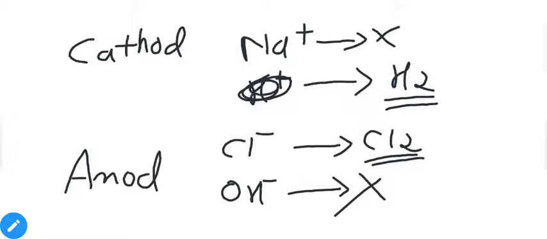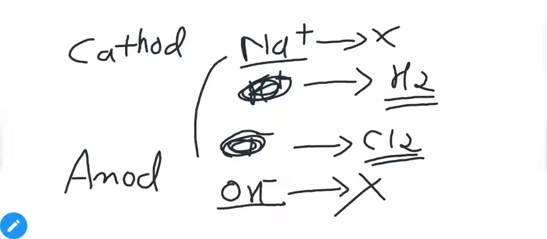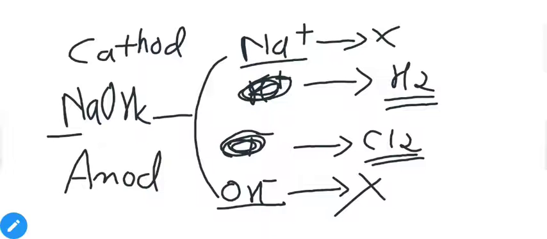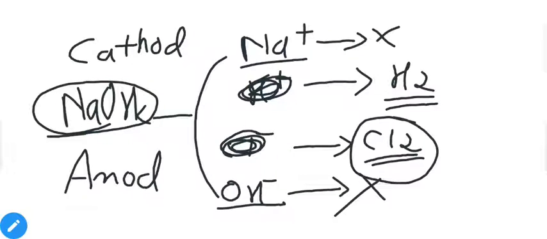So H plus will be consumed and Cl minus will be consumed from the solution. And inside the solution, Na plus and OH minus will remain. That means Na plus and OH minus together produce NaOH, that means sodium hydroxide. So in this reaction, our main products are sodium hydroxide and chlorine gas, and as a byproduct, hydrogen is also produced.